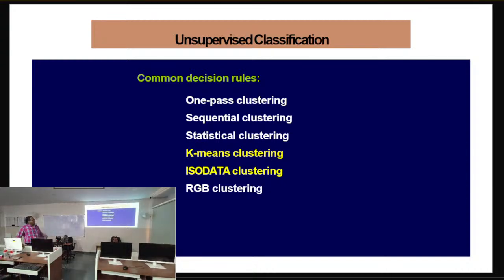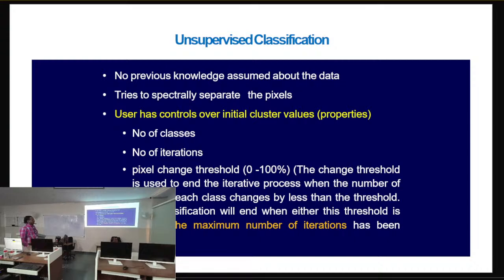There are various clustering mechanisms: sequential, statistical, RGB and so on. But the most important ones are K-means and ISODATA clustering, which are mostly utilized by analysts.